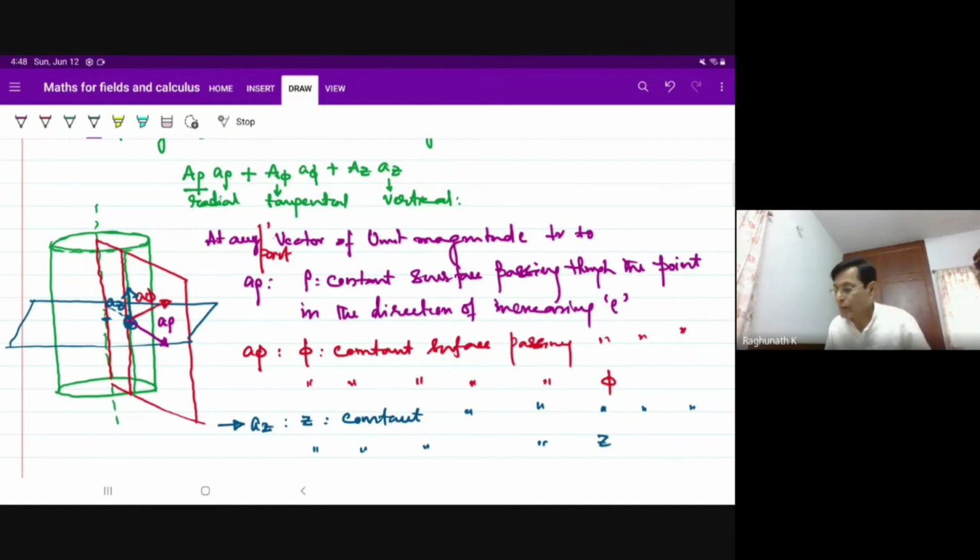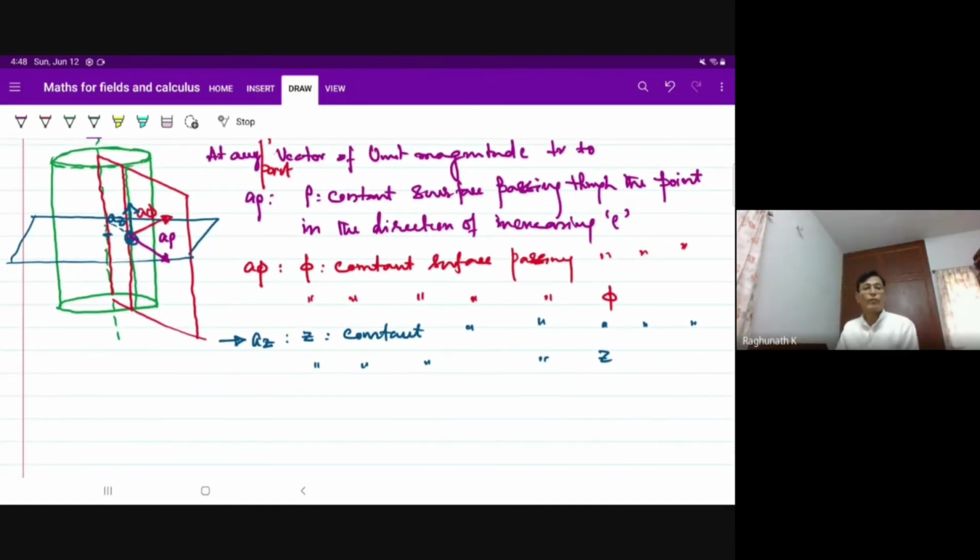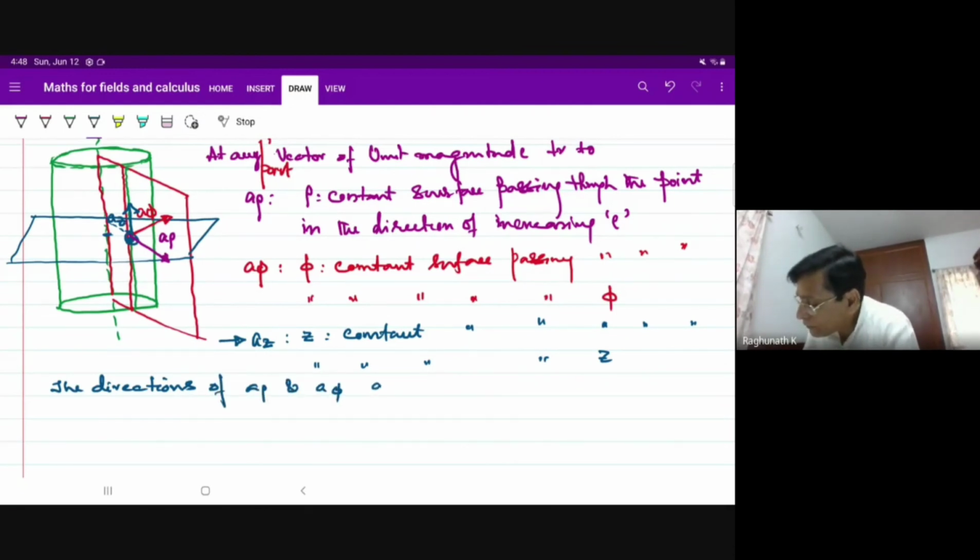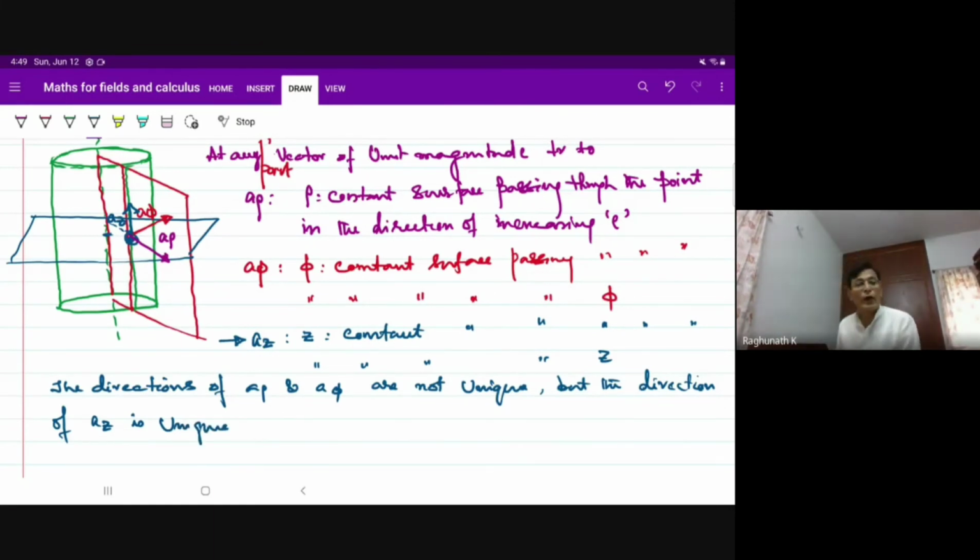In fact, where means which phi, right? The directions of a rho and a phi are not unique. They are mutually perpendicular. But the direction of a z is unique, always vertical. That is what the rotation is.